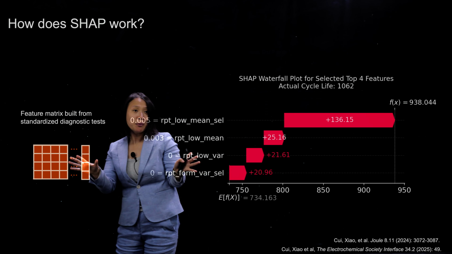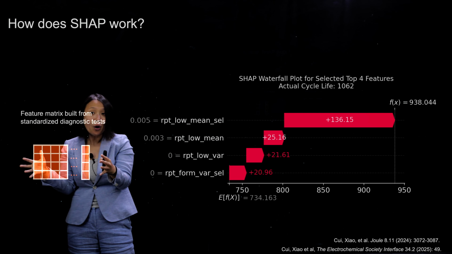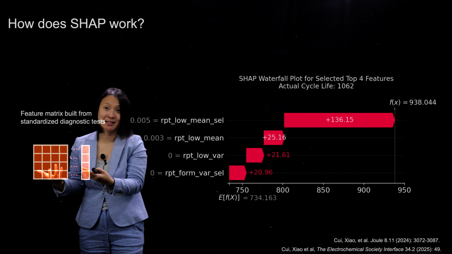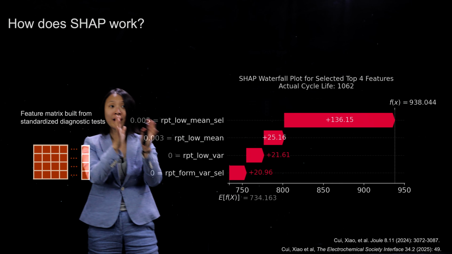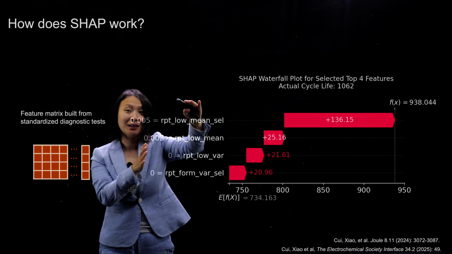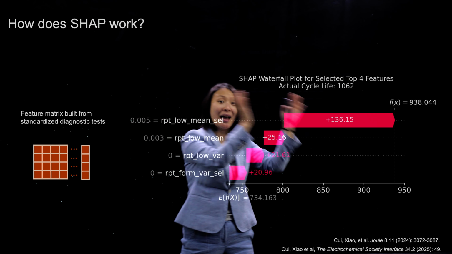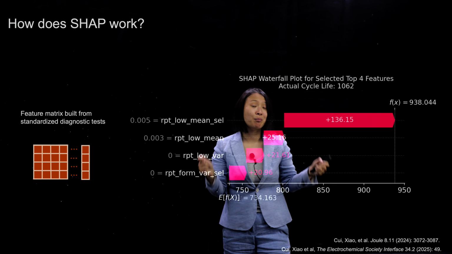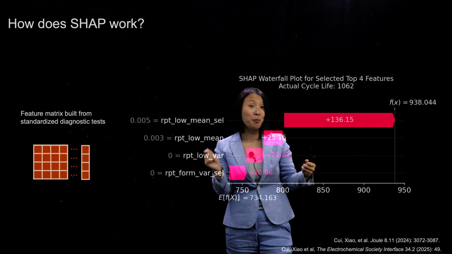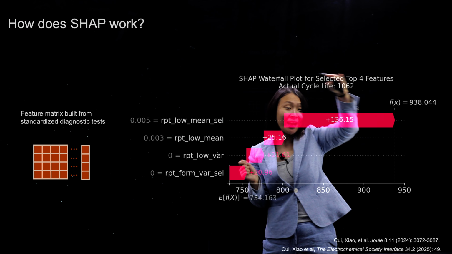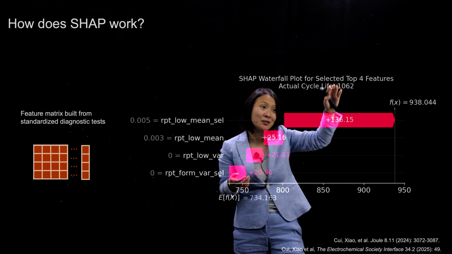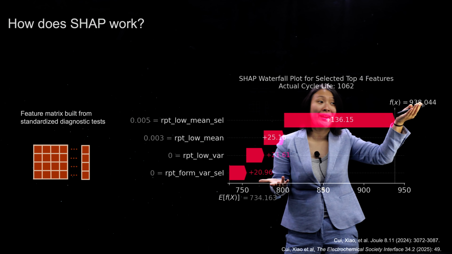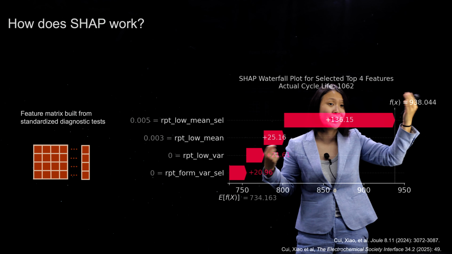So how SHAP works here is that we take all the features in our feature matrix. In fact, there are more than 80 different features used in this model. And it ranks them from the most important to the least important features that impact the prediction outcome. On the slide, you see the prediction outcome of one single battery. This battery has an actual cycle life of a bit over 1,000 cycles, and our random forest model predicts it to have over 930 cycles as its cycle life.